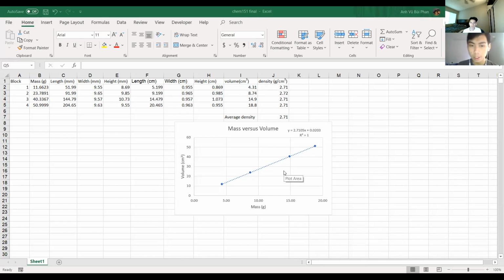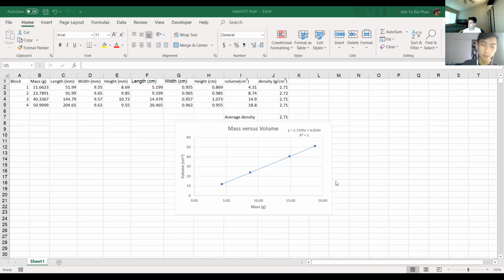So the main 2 components of a graph are the volume, with centimeter cubed as its unit, and the mass, with gram as its unit. I have the volume on the y-axis and the mass on the x-axis, and I use the point plot graph for this one. After that, I included a trend line, and also the equation and the r square of the line. So the equation of the line is y equals 2.7105x plus 0.0203 with the r square equal to 1. So that should be the graph right now.